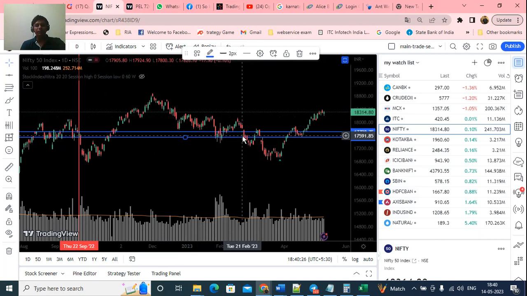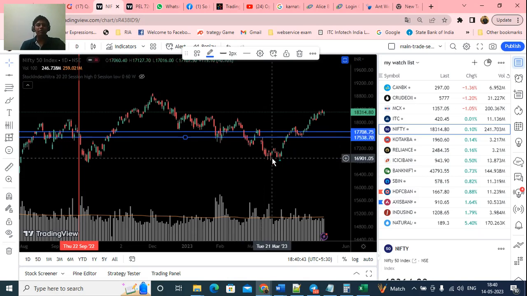And when the fall got started, it fell almost from here, 17,570 to 17,283, almost 250 points, and then again it fell from 17,528 to 16,900. See how many points are there?